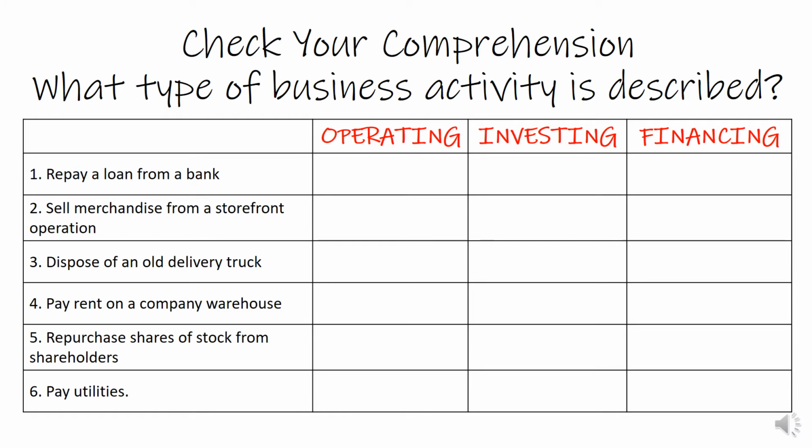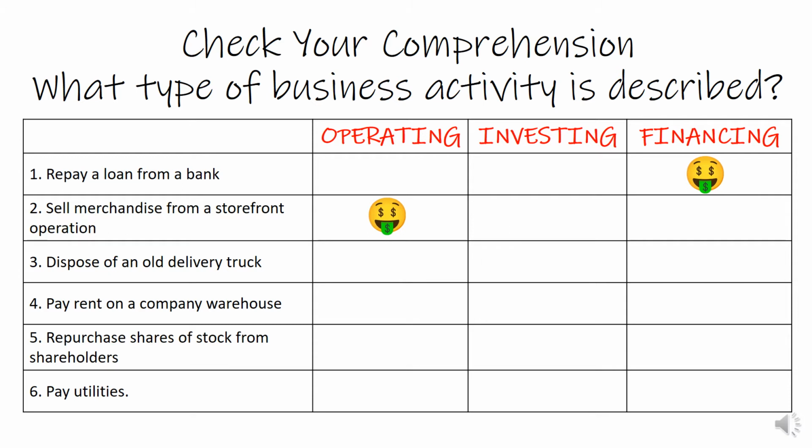So let's check your comprehension really quickly and look at the different types of business activities that are described by the cash transactions. The first one, repay a loan from the bank. This is an example of a financing activity. You acquired money for the business through a loan, and now money is going out of your bank account to repay that loan. Number two, selling merchandise from a storefront operation. That would obviously be an operating activity.